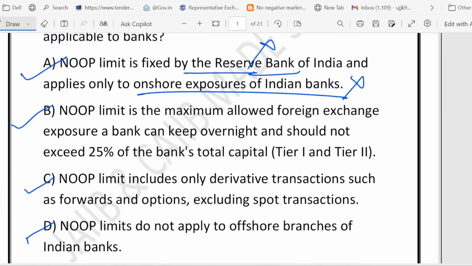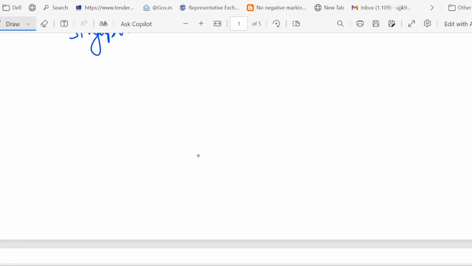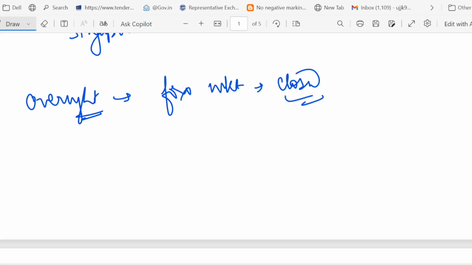Option B says, see, this statement is correct. Why? Because here are some keywords. The first word is overnight. Here you can see the word overnight they have written. So what is the meaning of this one word overnight? Let me explain here. Overnight means the position the bank carries when the forex market gets closed. That is called overnight position.